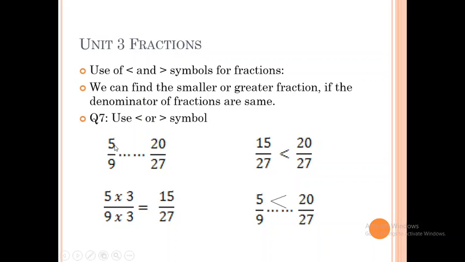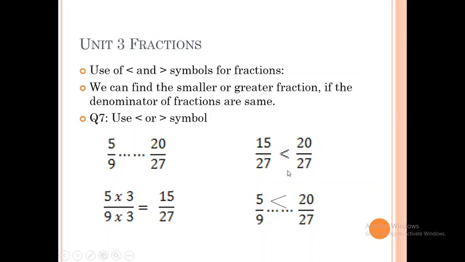We have two fractions, 5 by 9 and 20 by 27. And you know how to change 5 by 9 and 20 by 27. This 9 can be changed into 27 when you multiply it by 3. 5 multiplied by 3 is 15 and 9 multiplied by 3 is 27. So you have now two fractions with the same denominator, that is 27. The first one is 15 by 27, and the second one is already written, 20 by 27.